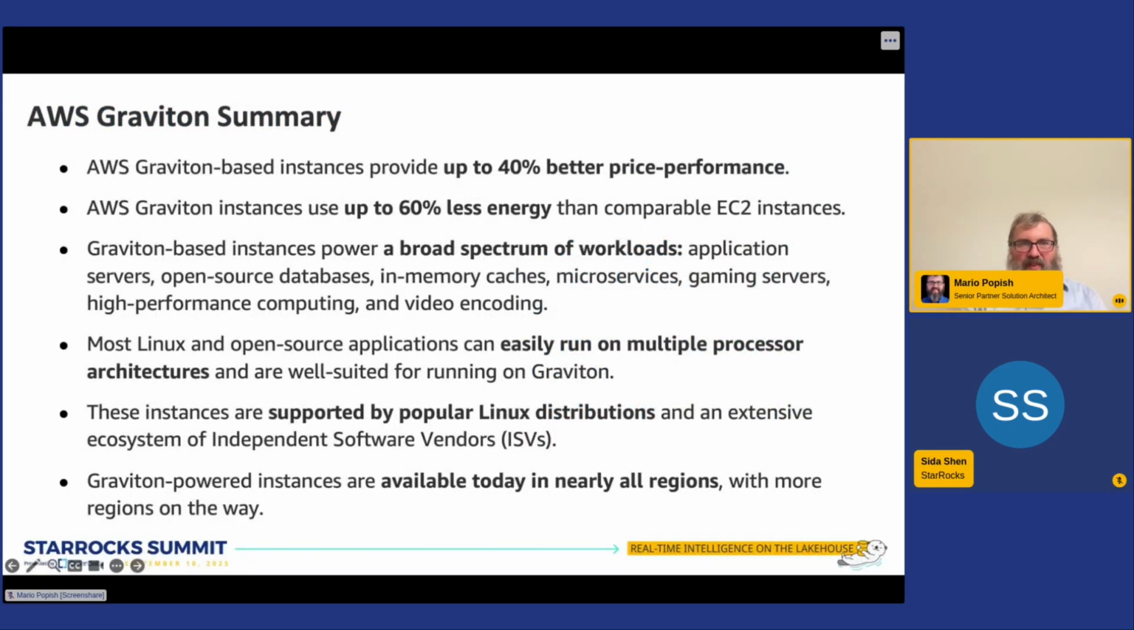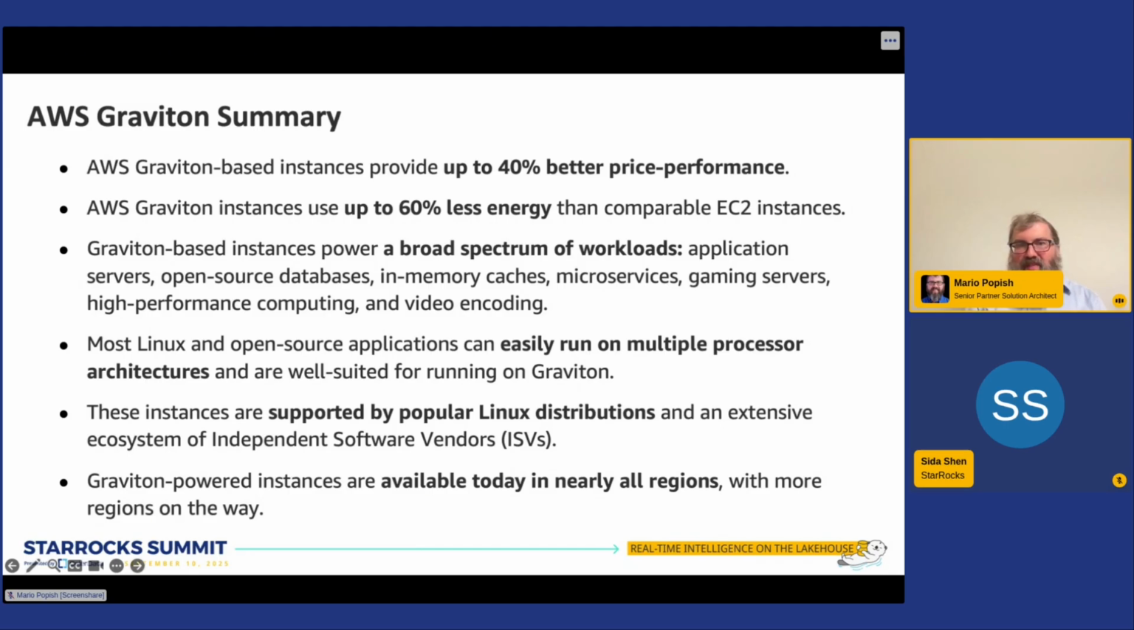So I want to summarize what we've learned about Graviton briefly. AWS Graviton instances, 40% better price performance compared to other EC2 instances. That's 20% better price and 20% better performance together. AWS Graviton instances using 60% less energy and supporting a broad spectrum of workloads. Like I said, it's a general purpose processor. Generally, it works for everything.